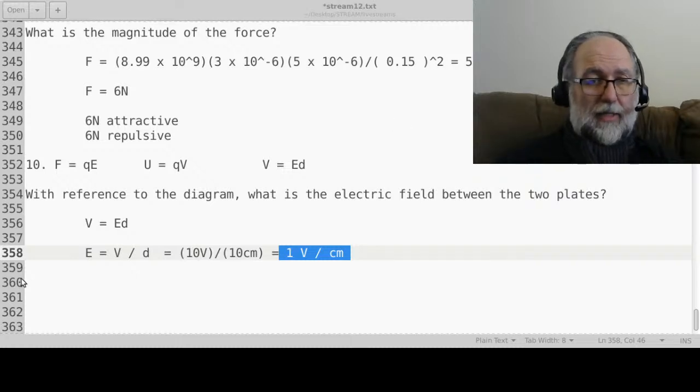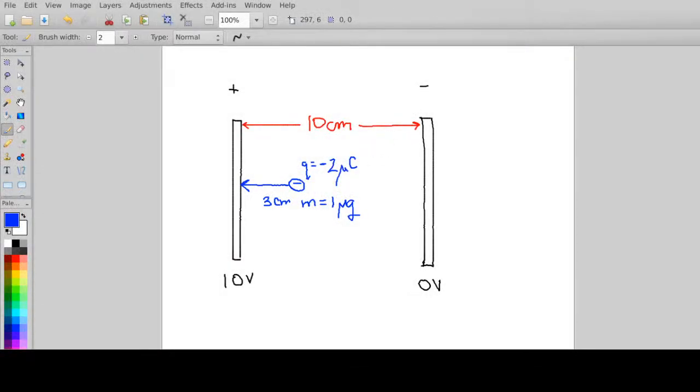Okay, so let's go back to the picture. If we're at the 0 volt plate here, okay, you're at 0. If I walk 1 centimeter over, I'm at 1 volt. If I walk 2 centimeters over, I'm at 2 volts. If I walk 3 centimeters over, 3, 4, 5, 6, 7, 8, 9, 10. Okay, for every centimeter that I walk in, like here, I've walked in 1 centimeter. I went from 0 to 1 volt. I walk in another centimeter.